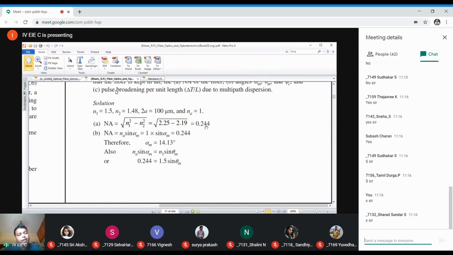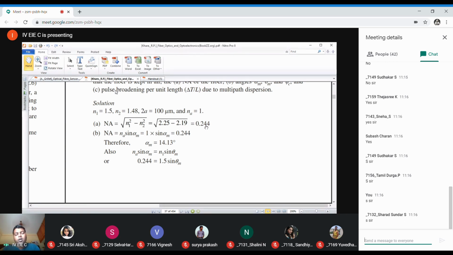So what we are going to find is alpha m simply. From this formula we can find alpha m, correct? Because we found NA already. So by substituting the value of NA, we can find alpha m very simply. Clear? Okay. Now, what about theta m?